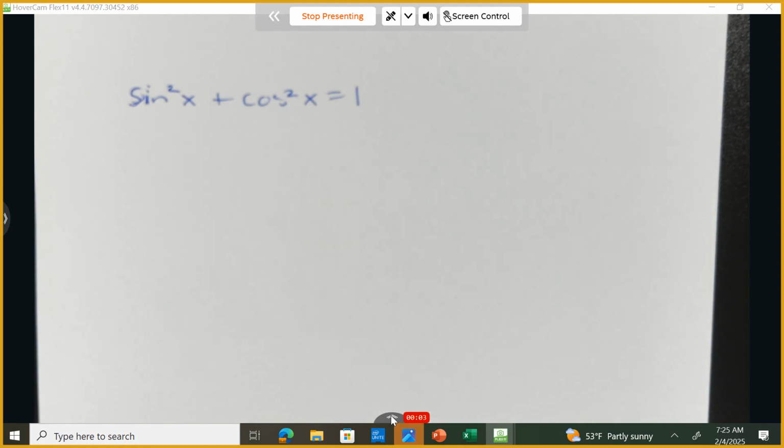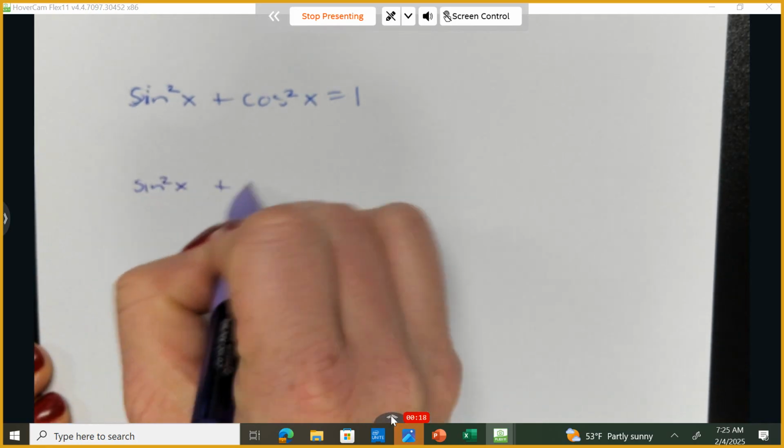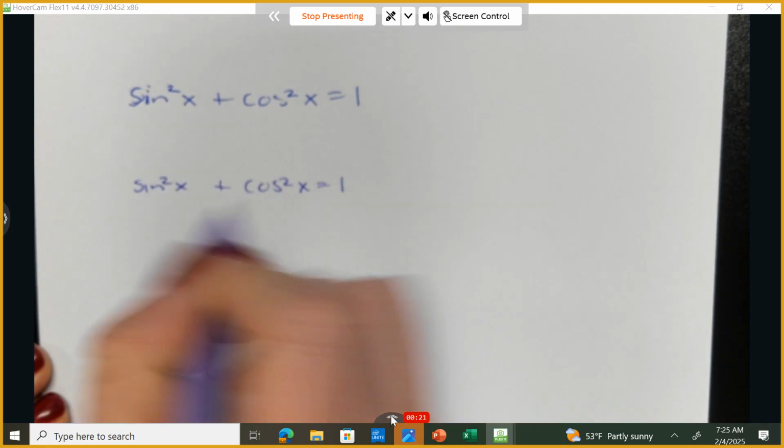This is Unit 11, Lesson 3, and we are verifying trig identities, Part 1. So this is the most basic trig identity. In Lesson 1, we talked about how we actually formed this, and from this we can come up with other versions of this. So I'm going to take this very first one. It doesn't matter if I start with sine or cosine.